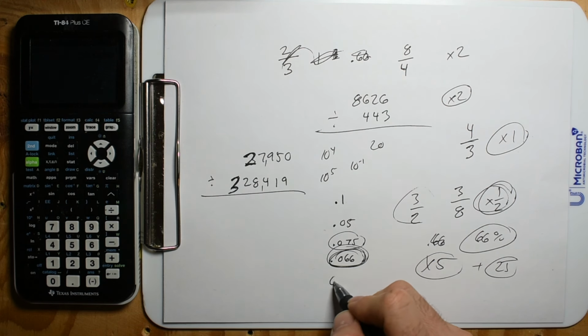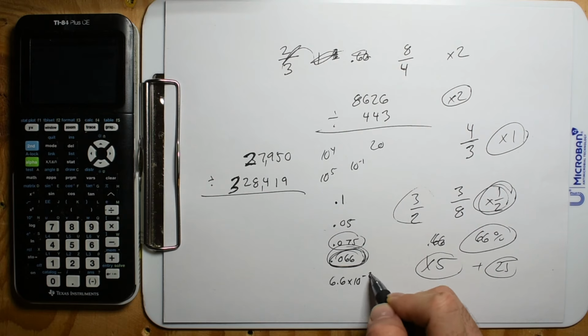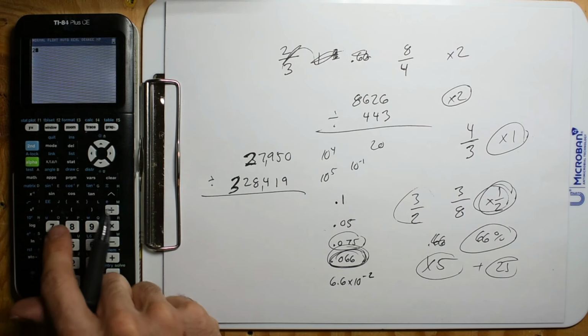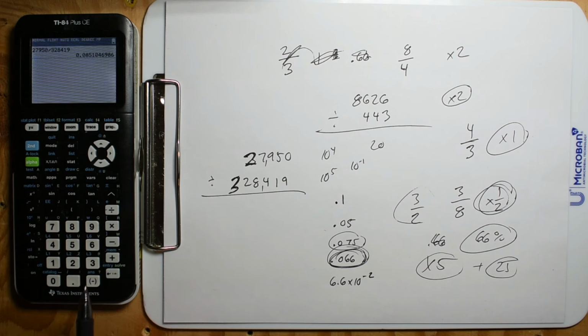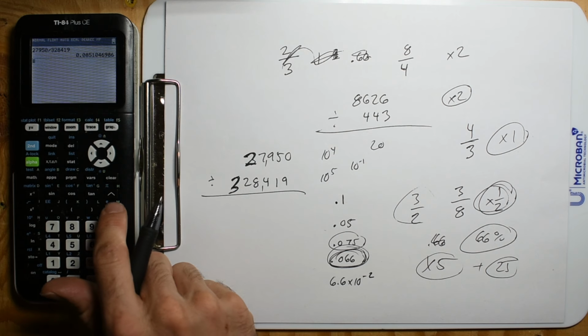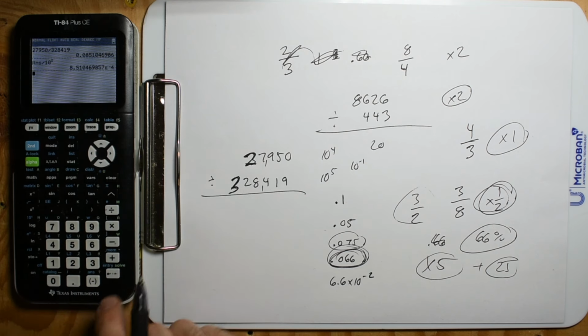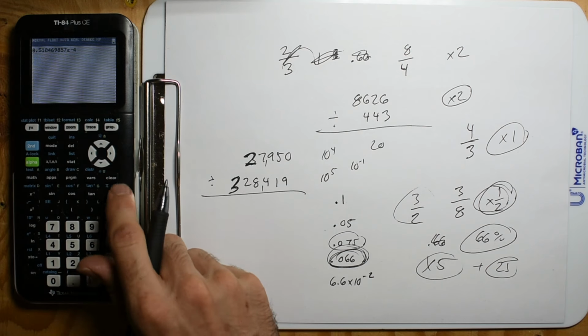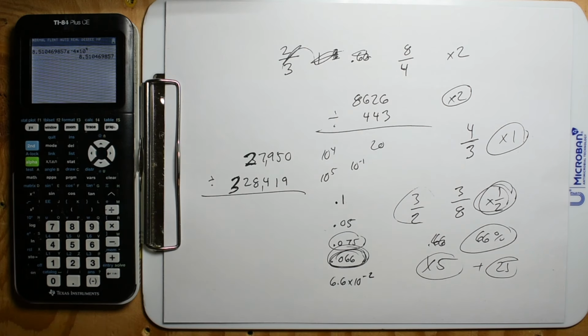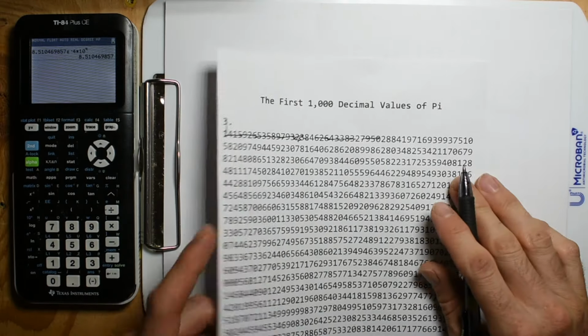Because this would be 6.6 times 10 to the negative 2. And then let's see what we have here. 27950 divided by 328,419. Yeah, we have 8.5. So we're gonna divide this by 10 to the 2. And hell yeah, it's 8.5. Oh, whoops. No, we're gonna multiply that by 10 to the 4. Okay, so this is going to be 8.5 times 10 to the negative 2. Alright, booyah. And our guessing wasn't very good on that one. Alright, hell yeah. Let's move on.